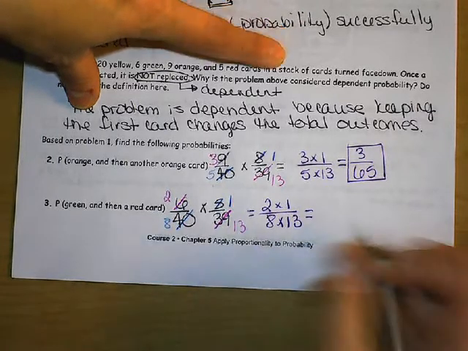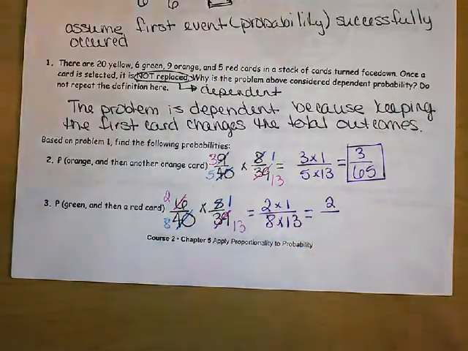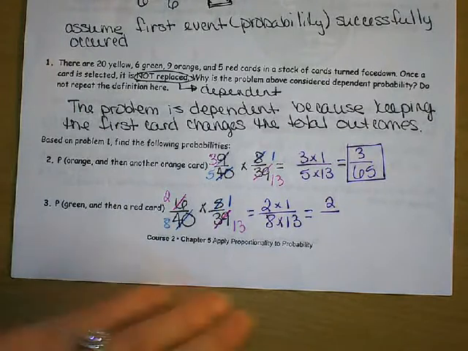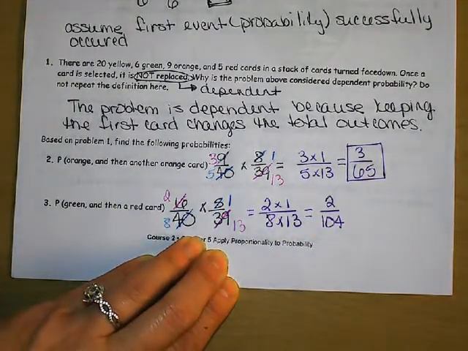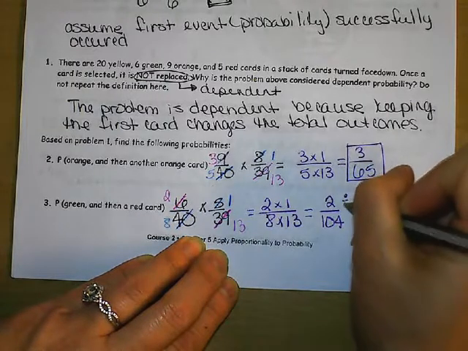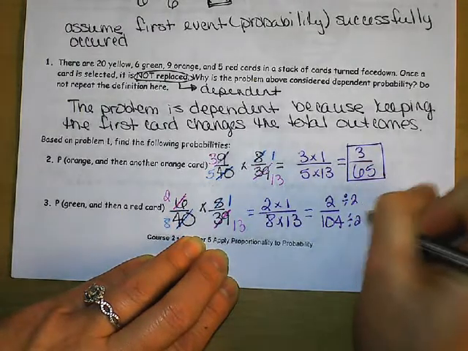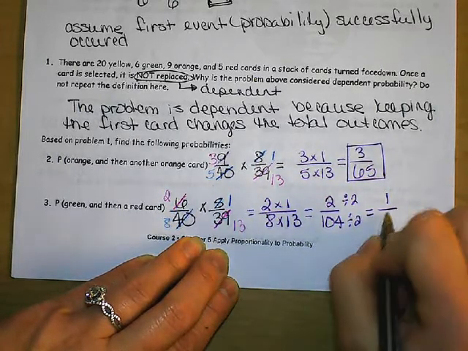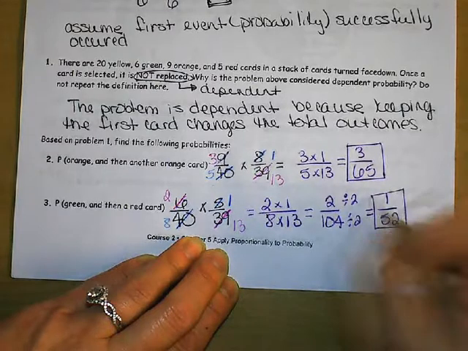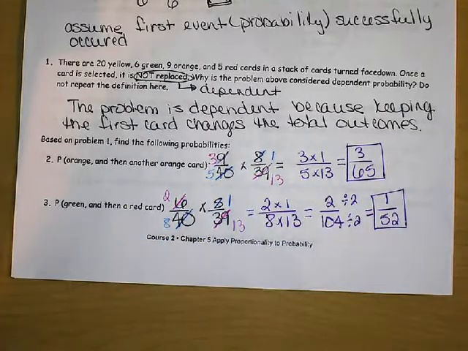2 times 1 is 2, and 8 times 13 is 104. I recognize that both of these numbers are even numbers, so I'm going to go ahead and divide them both by 2. 2 divided by 2 is 1, and 104 divided by 2 is 52. Are there any questions at this time?